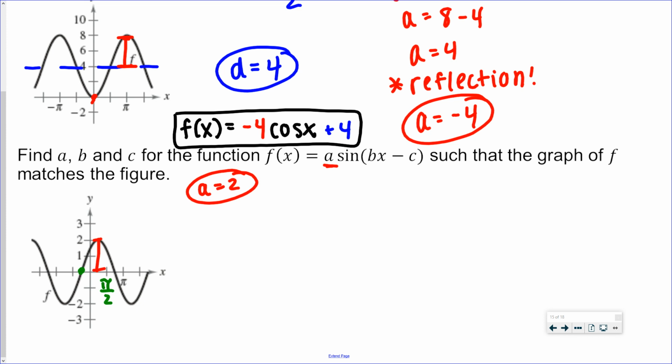Okay. Now I've got to figure out this period. So you should be able to tell from a graph the length of one cycle. So folks, if this starts over here at negative pi over 4, because I'm thinking sine curve, where does it look like it's finishing?